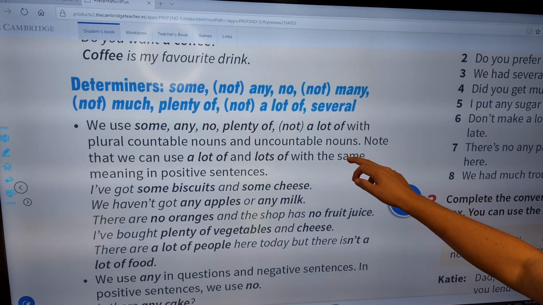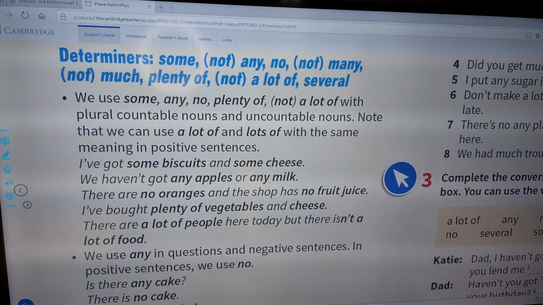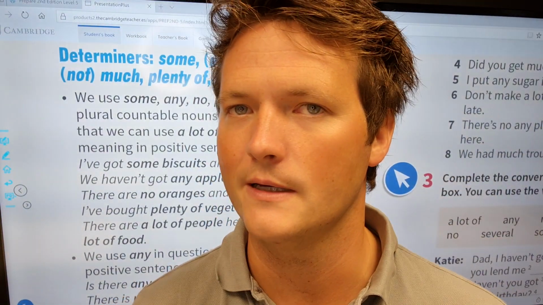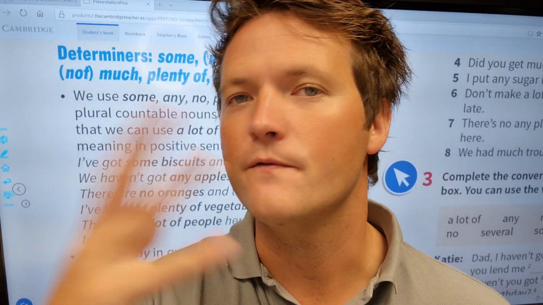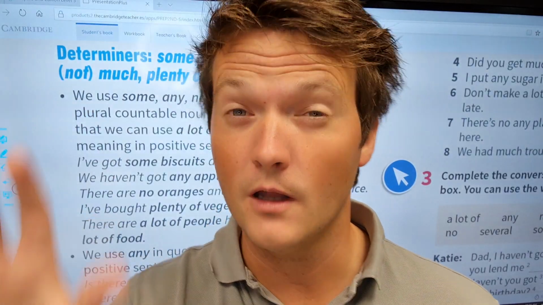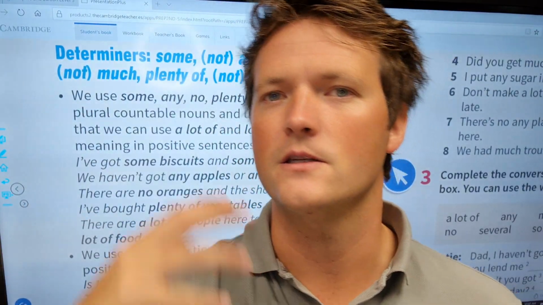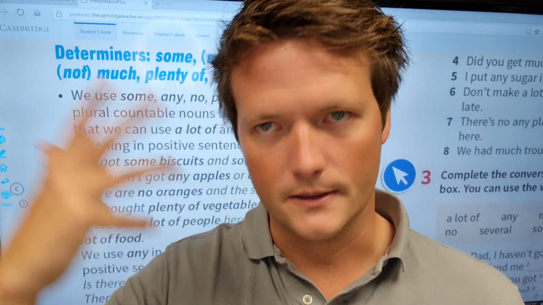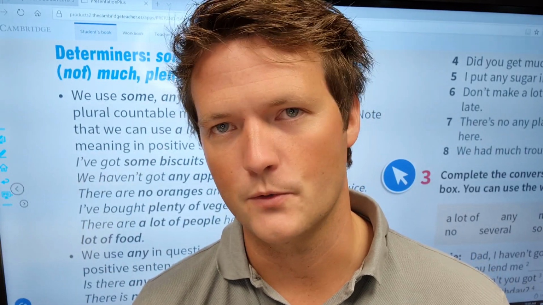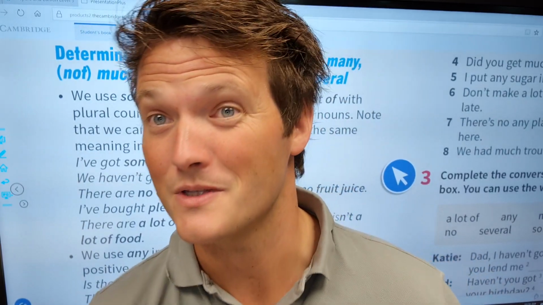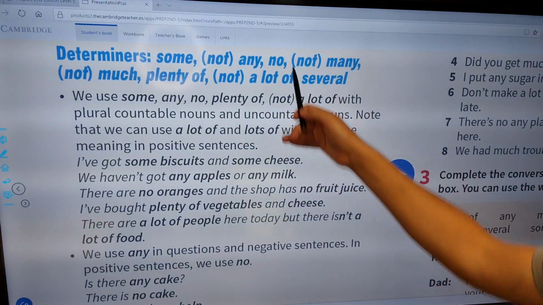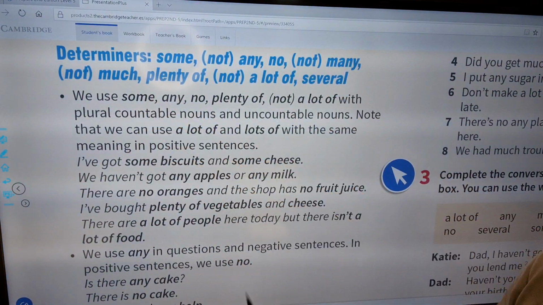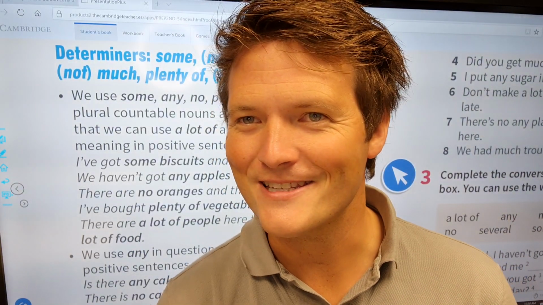Anyway, determiners, here they come. This is the one we get confused all the time, but we're going to do a lot of exercises in today's class to hopefully start to remember when to use these correctly. So we've got some, any, no, many, much, plenty of, a lot of, several. So several things to remember there.